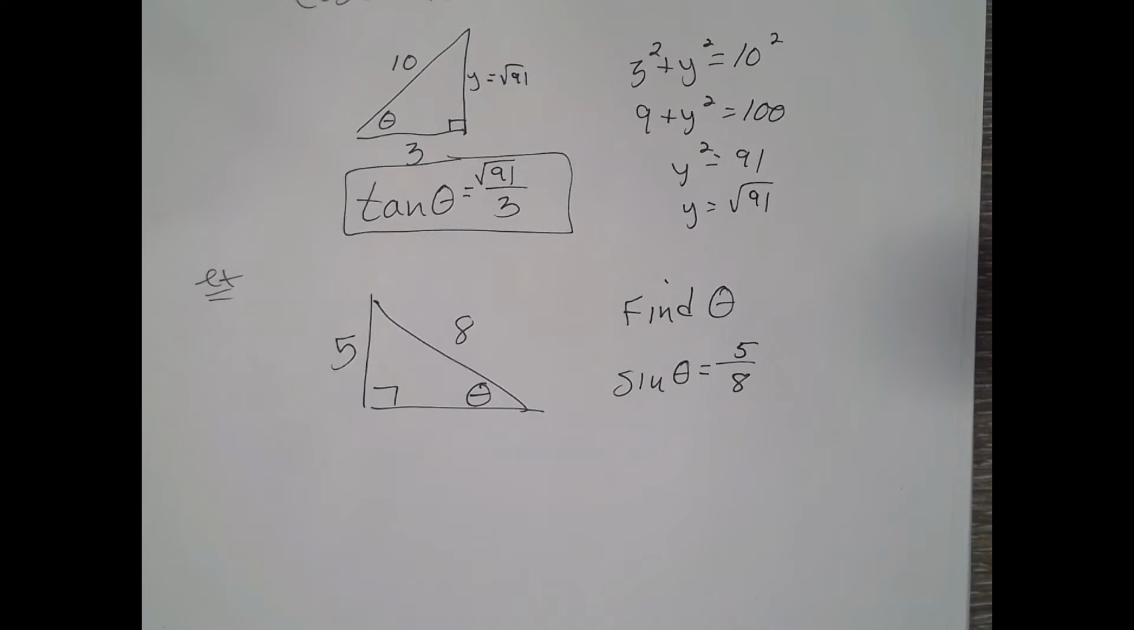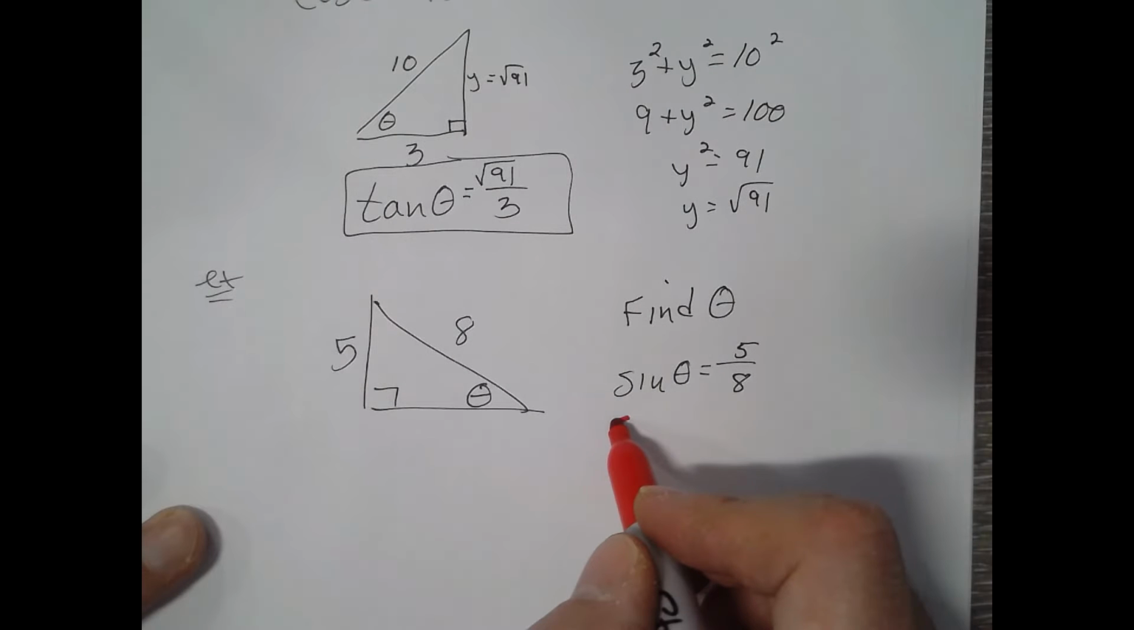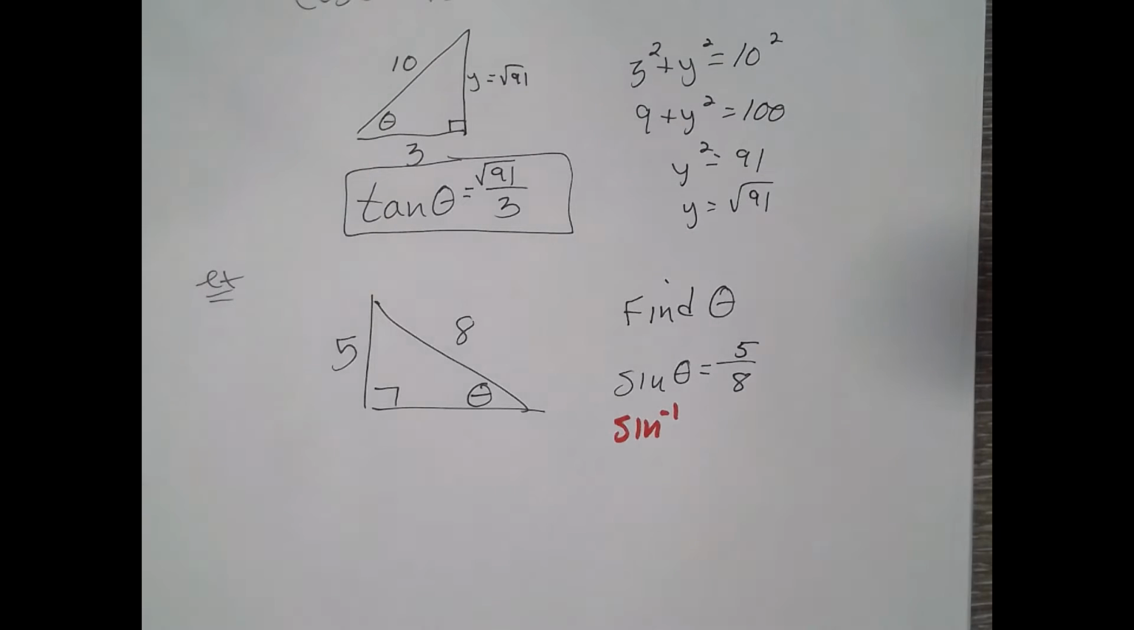We are solving for theta. Right now we have the sine of theta, so we need to undo sine. To undo sine, anybody know? What is it? Inverse. It's the inverse sine. Some books call it arc sine. It is on your calculator. You do the inverse sine. It's second sine on your calculator.